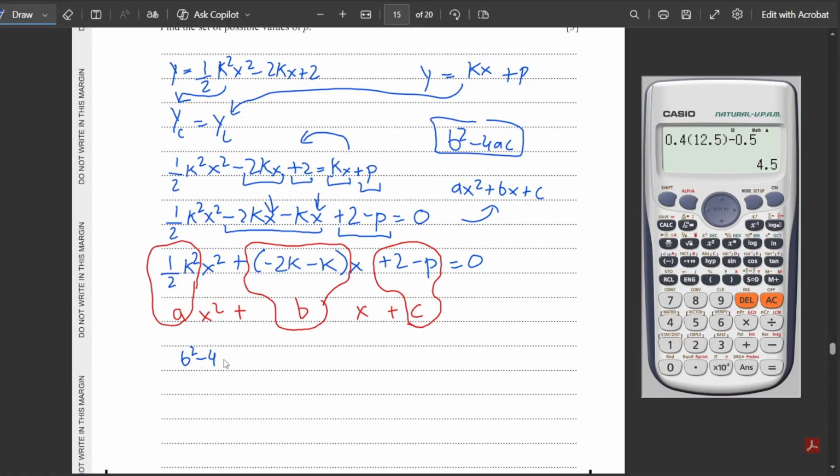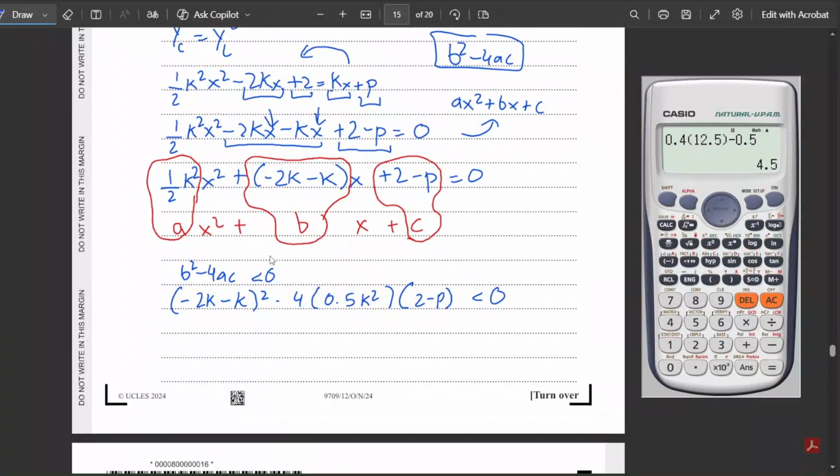b squared minus 4ac is less than 0. So what is b squared? b is negative 2k minus k, squared, minus 4 times a. a is 0.5 k squared. And then what is c? c is 2 minus p. And all of this is less than 0. So that's the discriminant being less than 0. Okay, so now let's simplify this stuff.